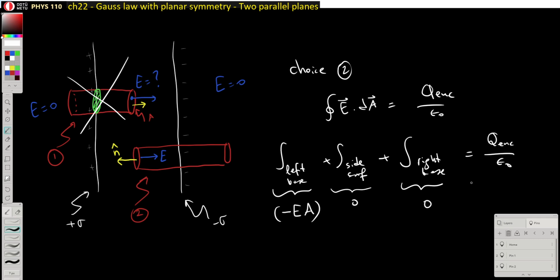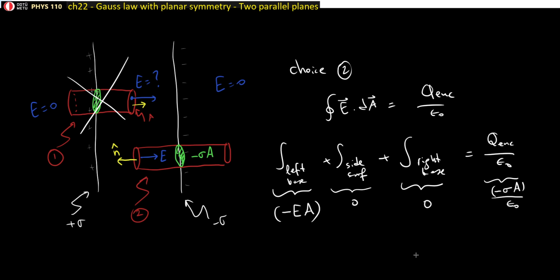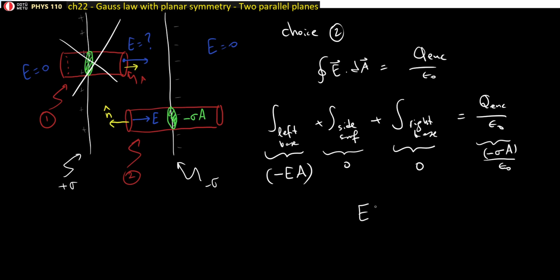What about the right hand side? Well, we have enclosed charge in here. How much charge is there? Well, the surface charge density is minus sigma, and I need to multiply this with the area. So on here we have the surface charge density minus sigma, and the area is A. So that's the enclosed charge. We divide by epsilon 0. And so therefore from here we find the electric field equal to sigma divided by epsilon 0. All right, so that's basically the solution of the problem.